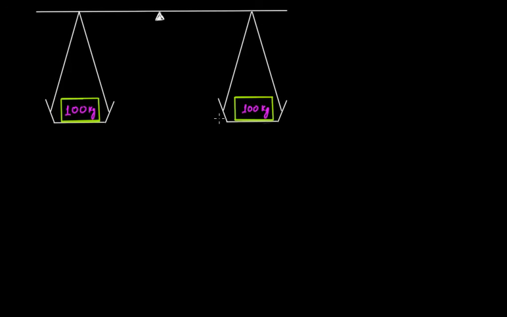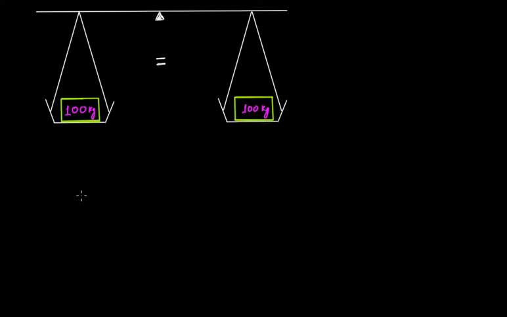Suppose we have this weighing machine, and these are two pans, where on this side we have 100 kg and on this side we have 100 kg. So both sides have the same weight. Therefore, we will say that they have equality. There is an equality between the two weighing pans. This is pan A, the left side, and this is the right side. Both pans have equality because they have 100 kg and 100 kg.